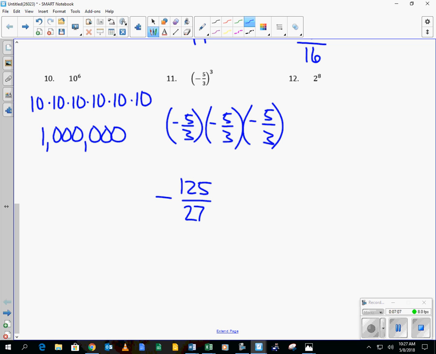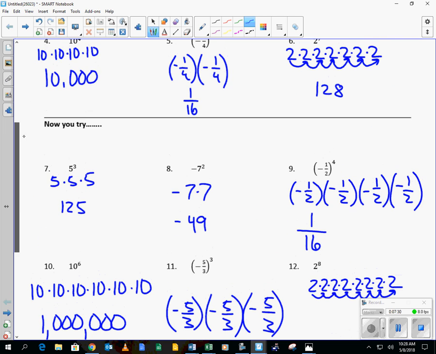And finally, 2 to the 8th. 2 times 2 times 2 times 2 times 2 times 2 times 2 times 2. 2 times 2 is 4, times 2 is 8, 16, 32, 64, 128, and 256. I hope you got those all correct and that you're feeling good about your work so far.